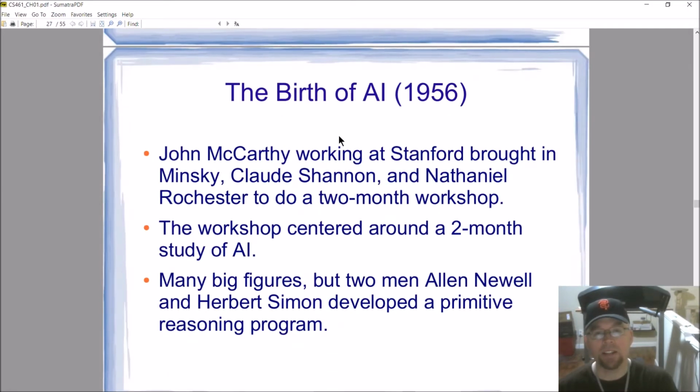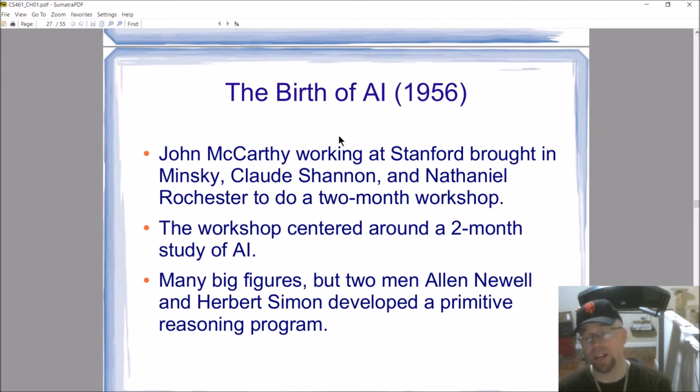Okay, so 1956, the birth of AI. Essentially, there were a couple of big players at the time who were working in different fields. A guy named John McCarthy was working at Stanford, a guy named Claude Shannon, Nathaniel Rochester. They combined with Minsky, who we just talked about, and they proposed a meeting of the minds, as it were, at Stanford.